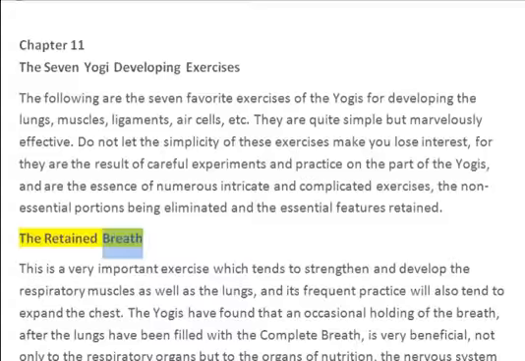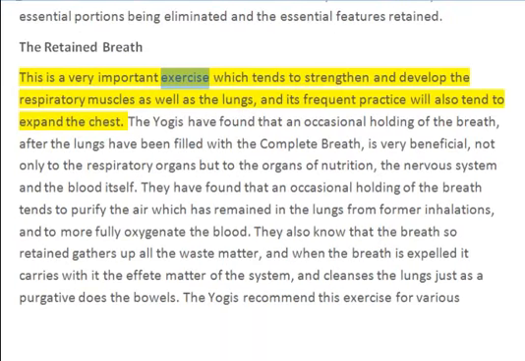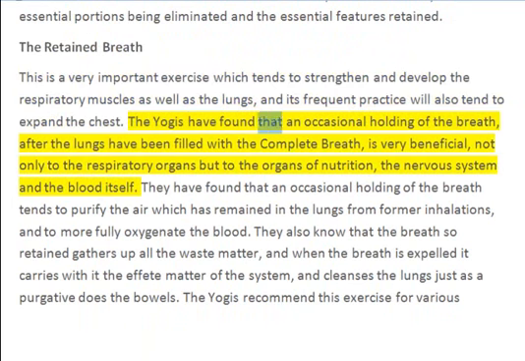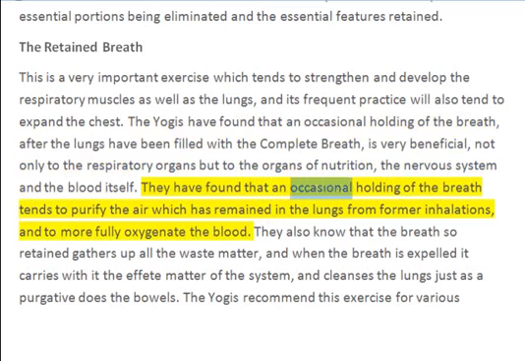The retained breath. This is a very important exercise which tends to strengthen and develop the respiratory muscles as well as the lungs, and its frequent practice will also tend to expand the chest. The yogis have found that an occasional holding of the breath, after the lungs have been filled with the complete breath, is very beneficial, not only to the respiratory organs but to the organs of nutrition, the nervous system and the blood itself. They have found that an occasional holding of the breath tends to purify the air which has remained in the lungs from former inhalations, and to more fully oxygenate the blood.